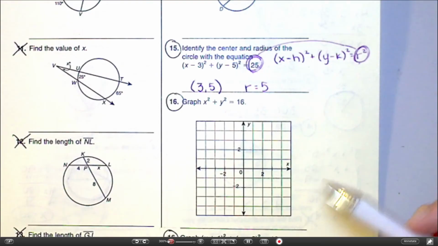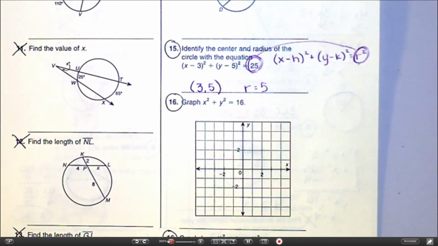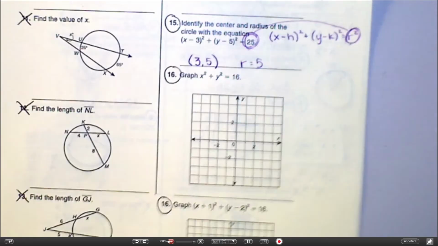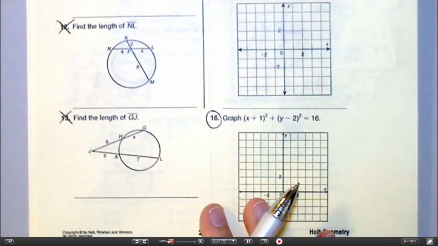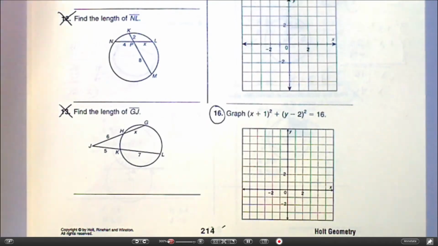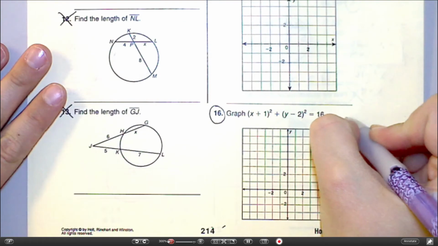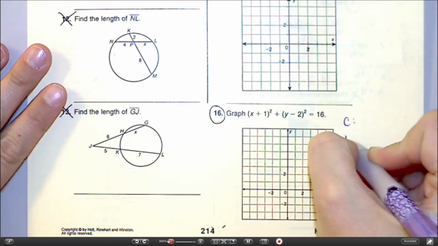Okay, I'm going to go down to the 16 on the bottom first, and then we'll go back to the 16 on the top. This says graph this circle. So I'm actually going to start just like we did that last problem. I'm going to find the center first and the radius.